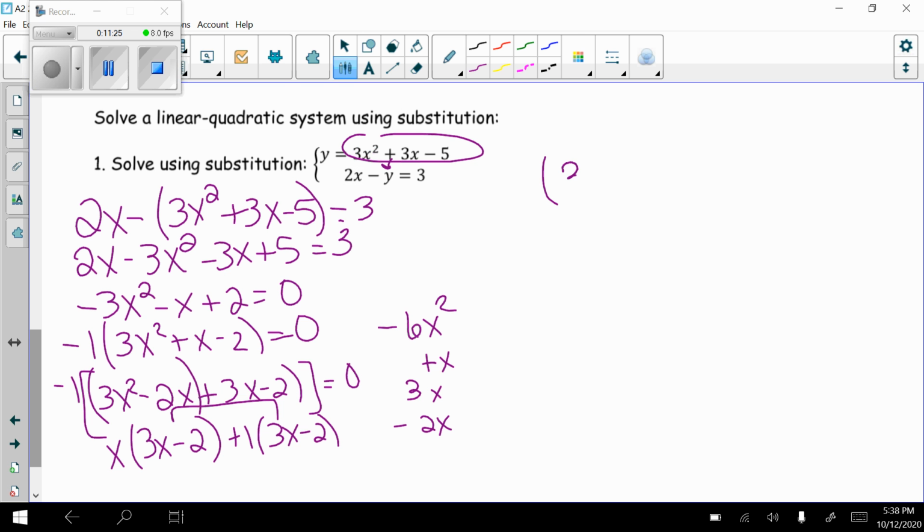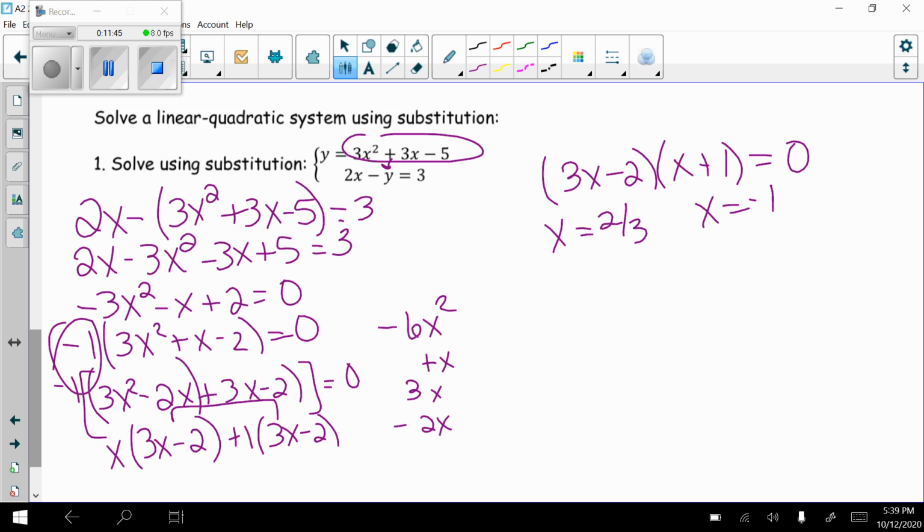So I have one factor, 3x minus 2. My other factor is the x plus 1. This negative 1 that I pulled out has no bearing in this right now. So all of that is equal to 0. So I need to solve both of these. So this one, when I solve this, I get x equals 2/3. Here I get x equals negative 1.